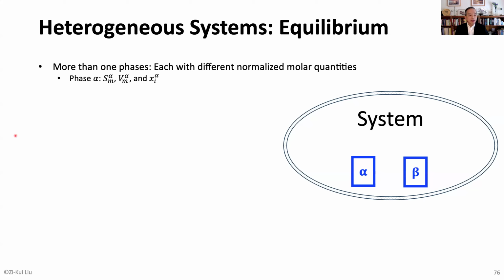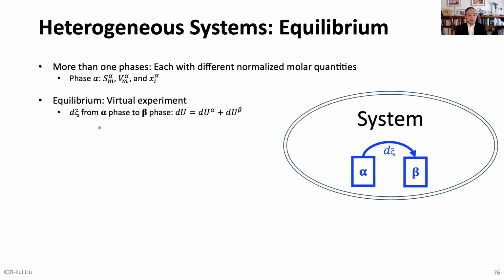Okay. For phase alpha here, we still have molar entropy, molar volume, and mole fraction. They're just the entropy divided by the moles of that system, so it's a molar value. People sometimes call these intensive variables, but I don't use that term anymore. As I mentioned before, we call them molar quantities. They just normalize the quantities. So if we believe this system with many phases is in equilibrium, okay, then we do a virtual experiment.